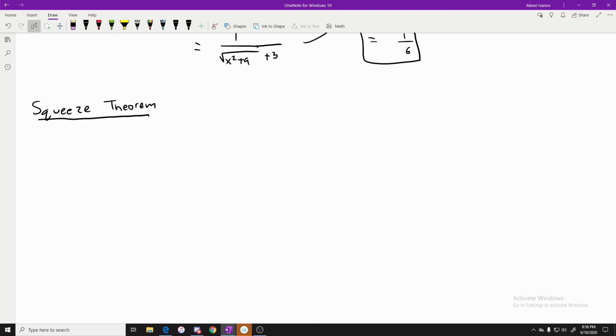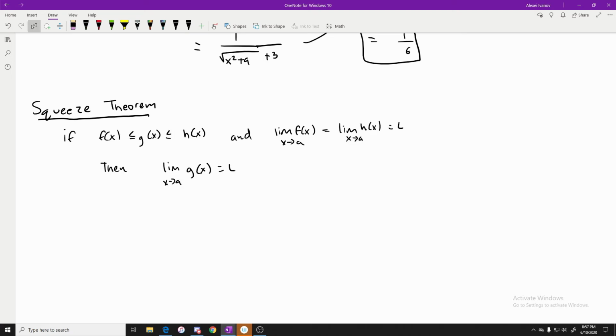So now for the last theorem, this is the Squeeze Theorem. And I'll give you a formal definition, but essentially what we want to think of in the Squeeze Theorem is literally compressing a function between two other functions. The definition goes along the lines of this. If f of x is less than or equal to g of x, which is less than or equal to h of x, meaning this g of x is sandwiched in between f of x and h of x.